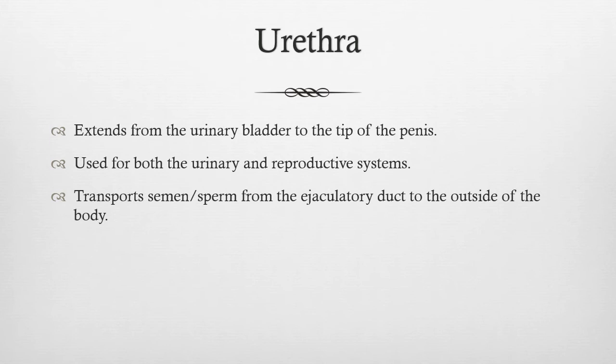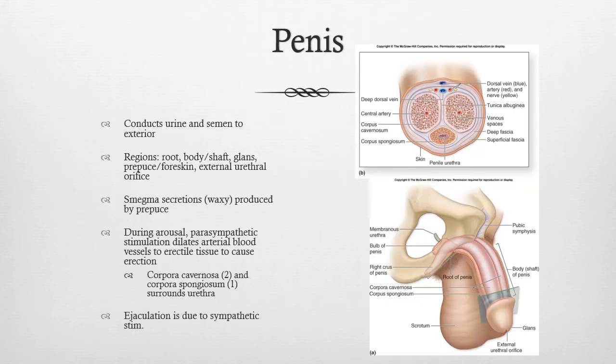The urethra, we talked a little bit about during the urinary system, is going to allow for, in males, both urine and the transport of sperm. So it's kind of a double process. It has three different sections: the prostatic portion, the membranous portion, and then the spongy portion running through the corpus spongiosum of the penis itself.